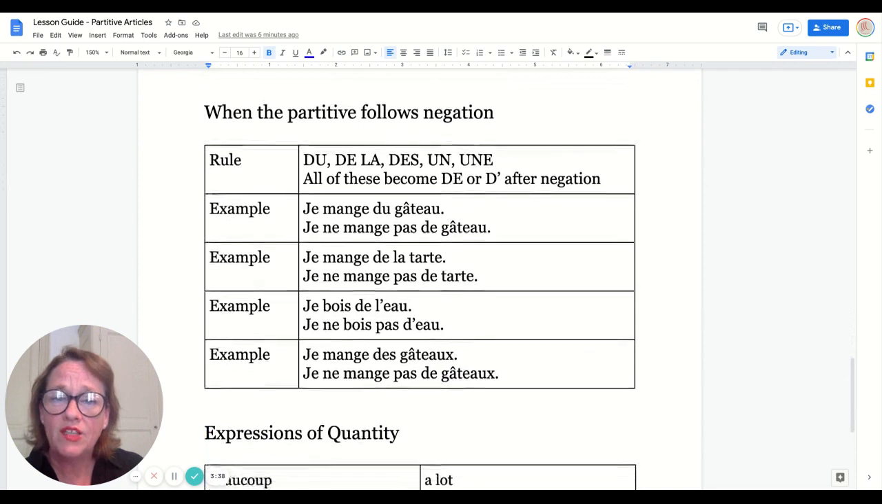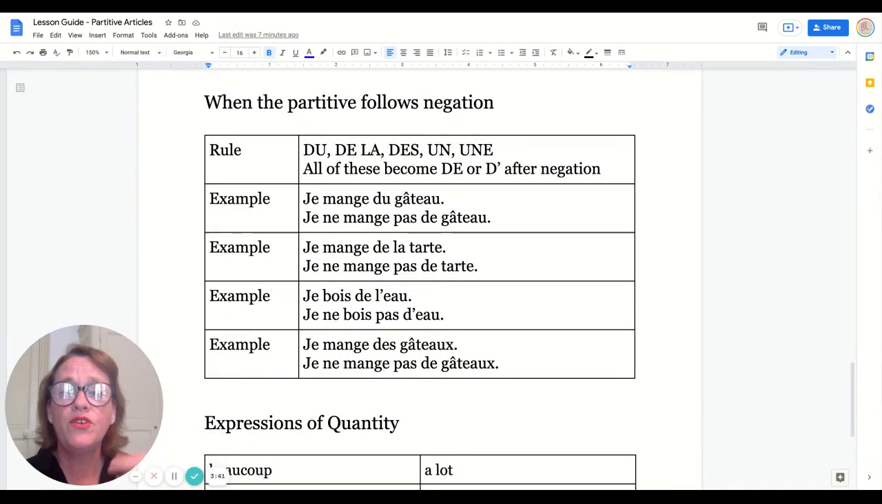Something really particular about partitives, when you're using negation with partitive articles, there's something that happens. Du, de la, des, and even un or une have to follow this rule. They all become de or d' after negation. So, for example, je mange du gâteau. I'm eating some cake. But if I want to say I'm not eating any cake, I change du to de. Je ne mange pas de gâteau.